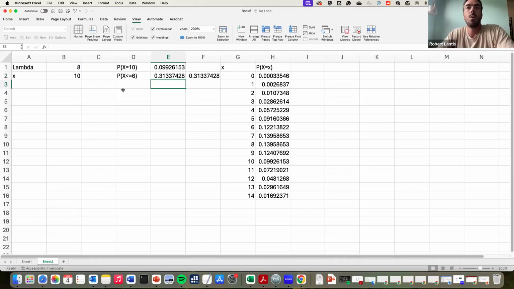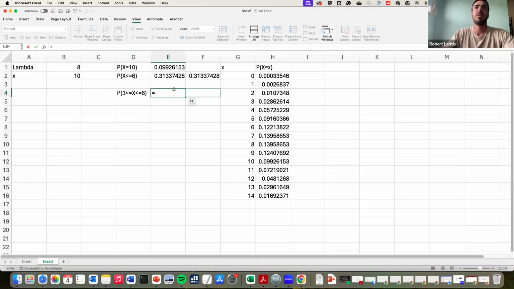I can also just play around with things. So this is where I have to be a little bit careful. Let's say I wanted to know the probability that it's in between 3 and 6, right? So that x is either 3 or above or 6 or lower. Well, I'm going to take the probability, write this out here.